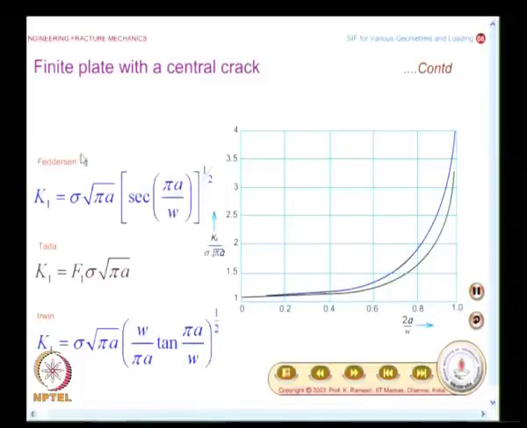Though this expression is obtained based on heuristic arguments, it is reasonably accurate, and in fact it is preferred over the tangent formula. The secant formula is preferred, but it is purely an empirical argument, and by and large the most accurate fit is by Tada, and you find only hardly a small difference between the graphs by Tada and Feddersen.